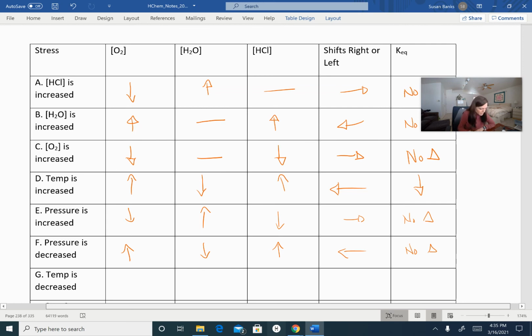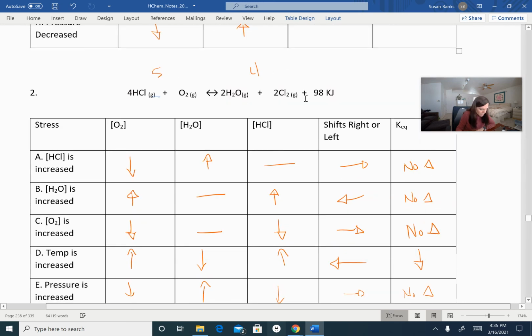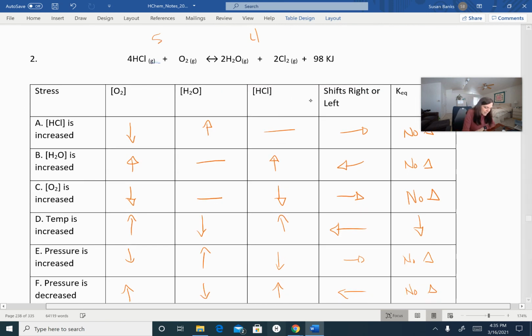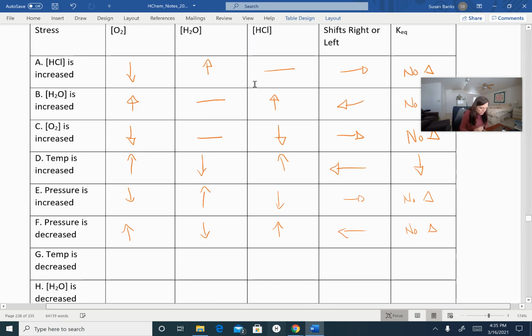Okay? Temperature is decreased. So let's look at this. It's the same as removing heat, so it makes our products lighter. So we're going to shift right, which means that we are going to have more products. So that means our equilibrium constant is going to go up. It means our reactant concentrations are going to go down, and it means our product concentrations are going to go up.